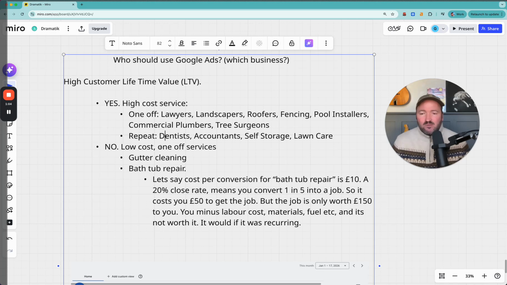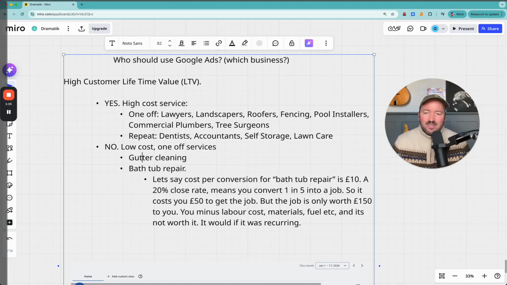Services that you want to avoid running Google Ads for are low-cost one-off services. A couple of examples of these. First is gutter cleaning. Why gutter cleaning is a bad idea is that usually you only need that service once a year, maybe twice a year, but usually once a year. So it's not really worth the investment of the ads to get a one-off job.